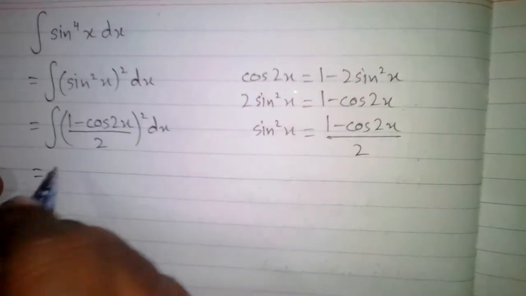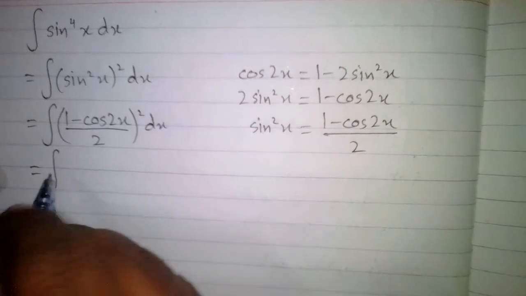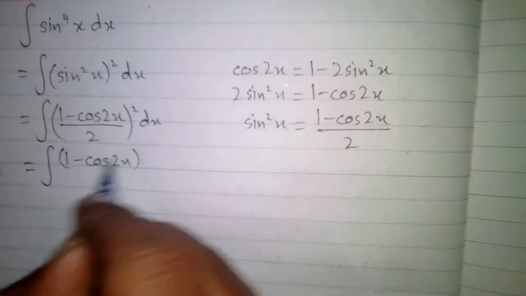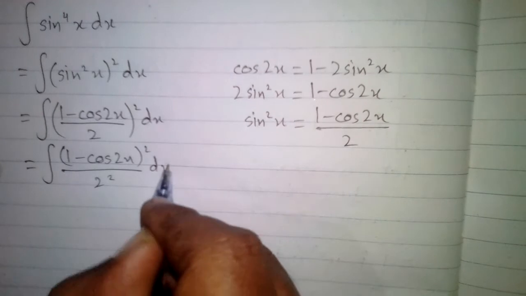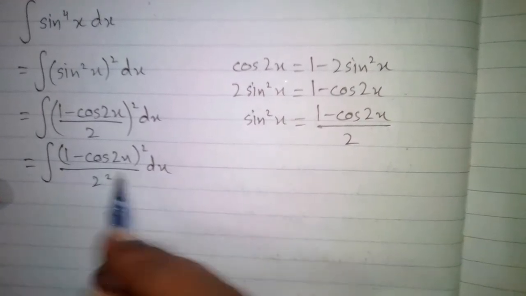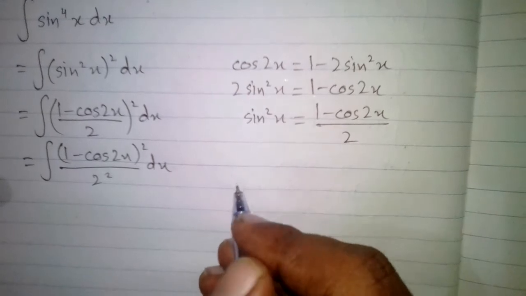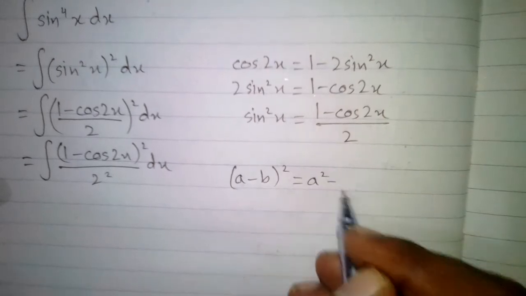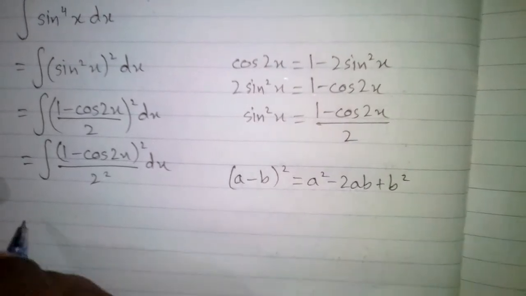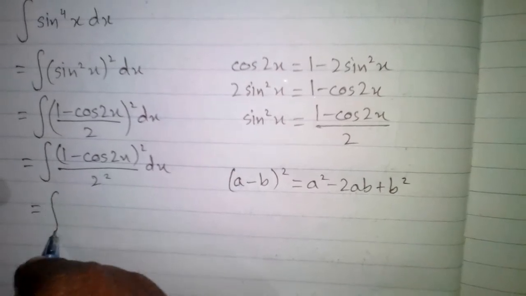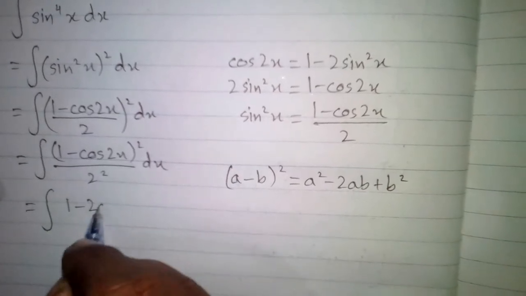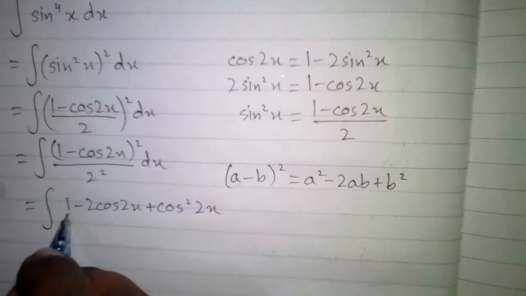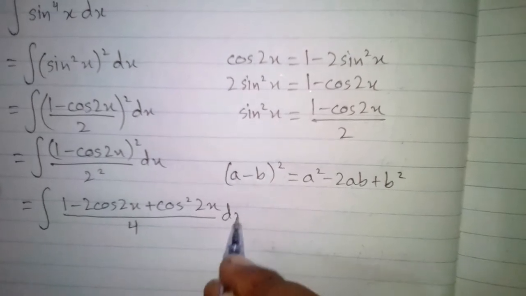Now we can write this integral as (1 minus cos 2x)² upon 2² dx. Now (1 minus cos 2x) whole square can be expanded with the help of this formula: (a minus b) whole square is equal to a² minus 2ab plus b². So we have the integral of (1 minus 2 cos 2x plus cos²2x) upon 4 dx.